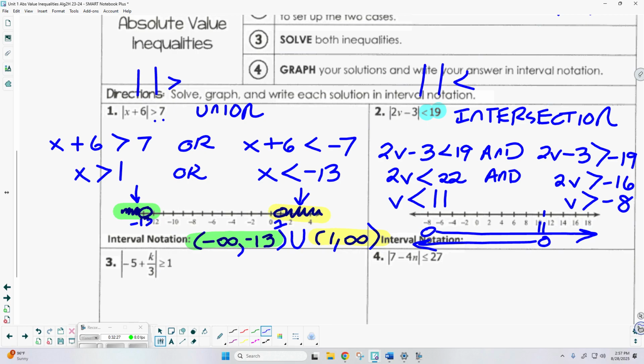So my final shading region, Miley. Okay, who can help me out with this? My shading should be from what to what? From negative 8 to 11. And you'll notice I've got one region, so how many intervals do I have? Parentheses or bracket? Parentheses. Negative 8, comma, 11, parentheses. That's it. Those are absolute value inequalities.